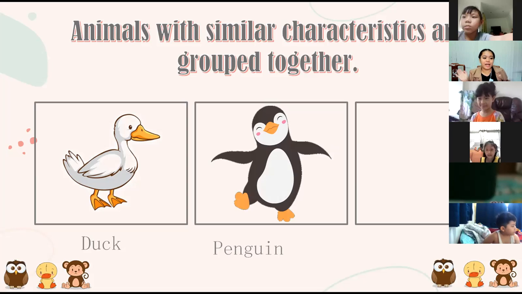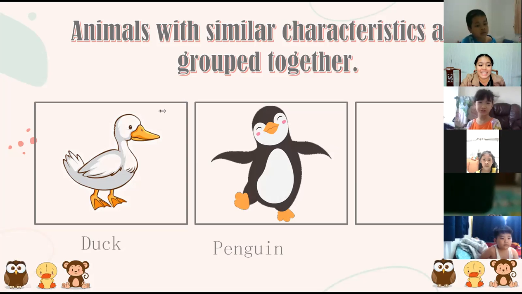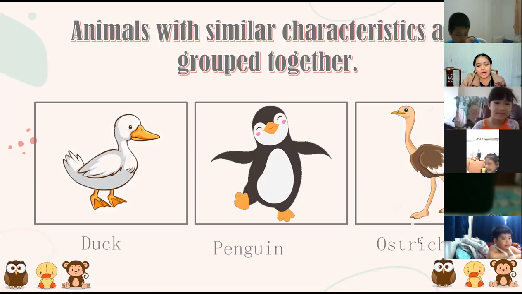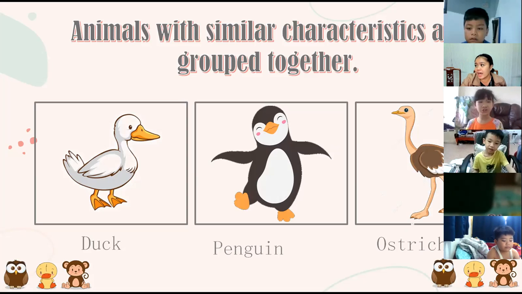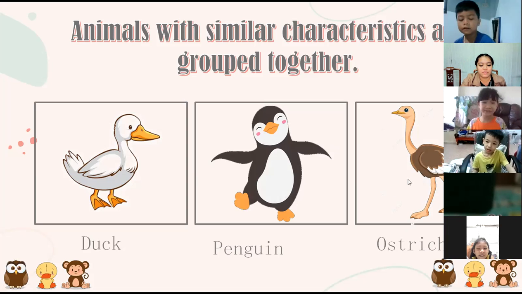Now I want to ask you, can a penguin fly? Can they fly? No, they cannot fly but they can swim. Understand? Penguin cannot fly, but they can swim. Understand? Yes. Okay, and next one is, what's this? What kind of bird is this? This is an ostrich. Very good.